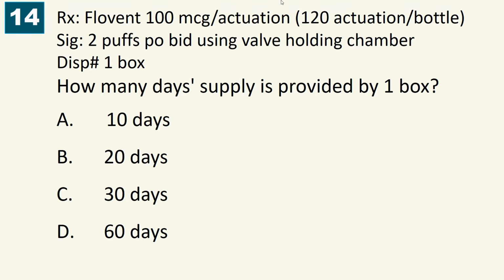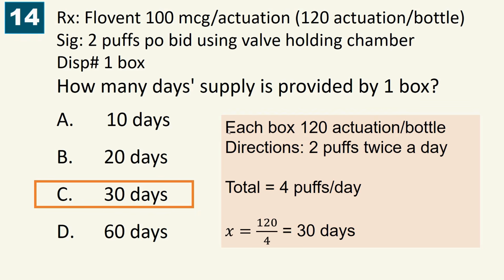A Flovent prescription, 100 microgram per actuation, 120 actuation per bottle. The direction is 2 puffs BID. So 2 puffs BID means 4 times with the aero chamber. And you dispense 1 box, means the one with the 120 actuations. So how long this supply will last? Correct answer is 30 days. Each box has 120 dosages and patient takes 4 dosages per day. So 120 by 4 is 30 days.